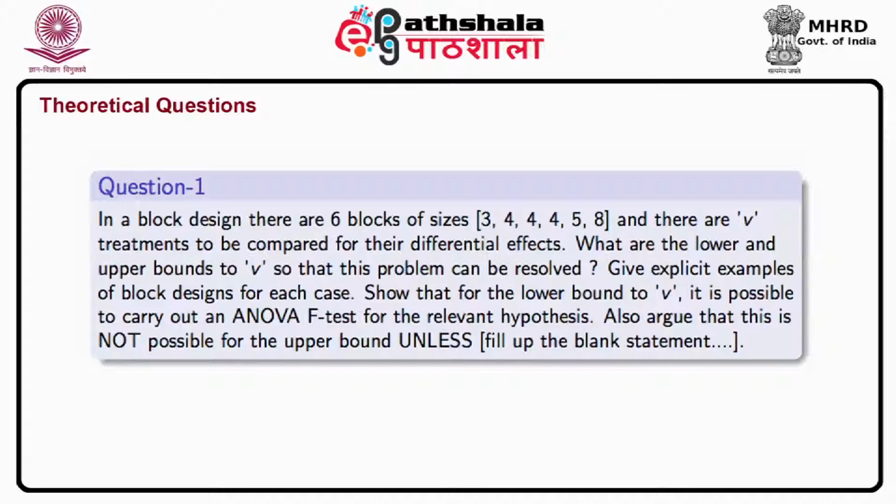Give explicit examples of block designs for each case. For every choice of V, where you think that the problem can be resolved, you can generate a connected block design, give the solution. V equal to this, it exists, here is the solution, etc., like that. You have to do it for all possible choices of V that are admissible.